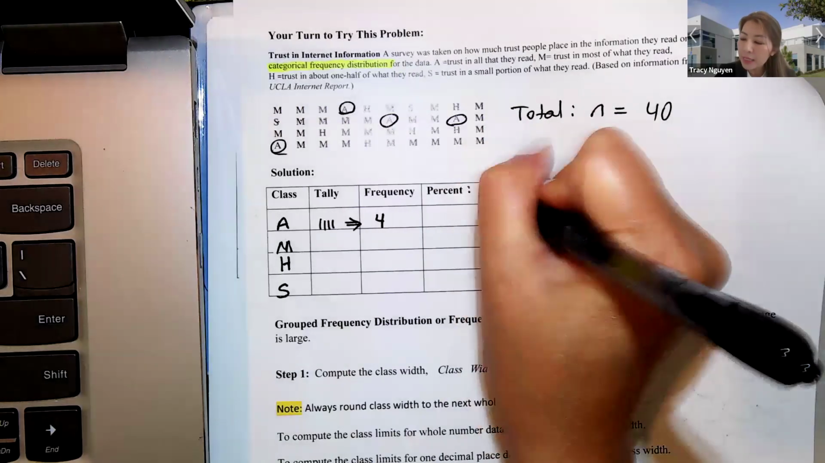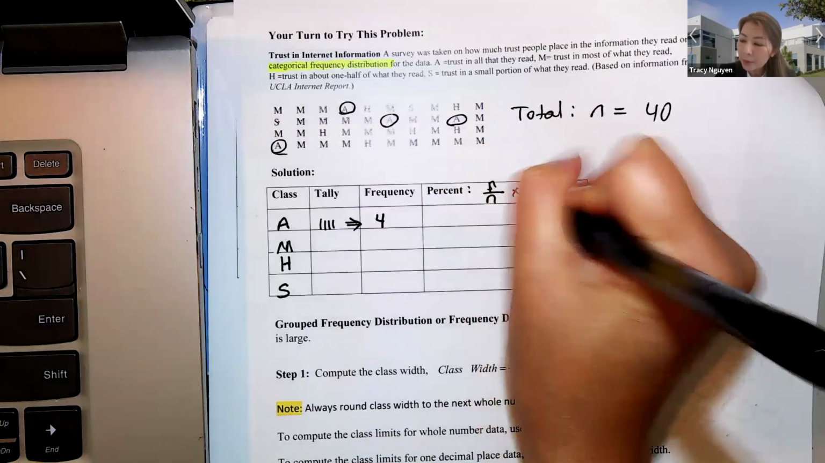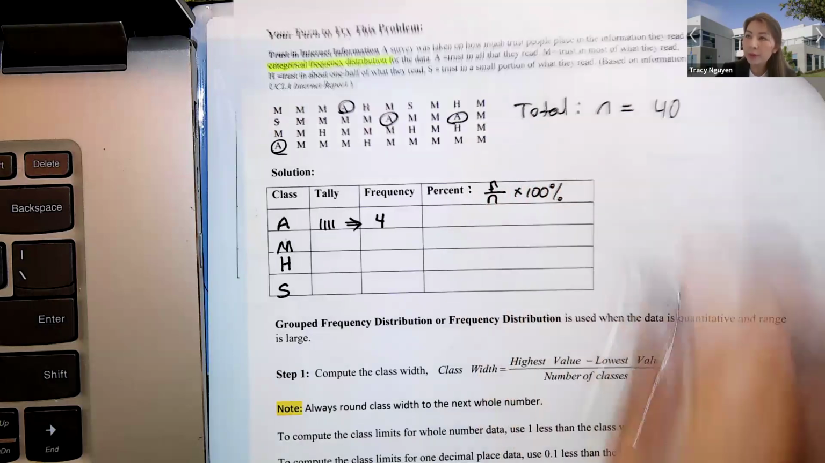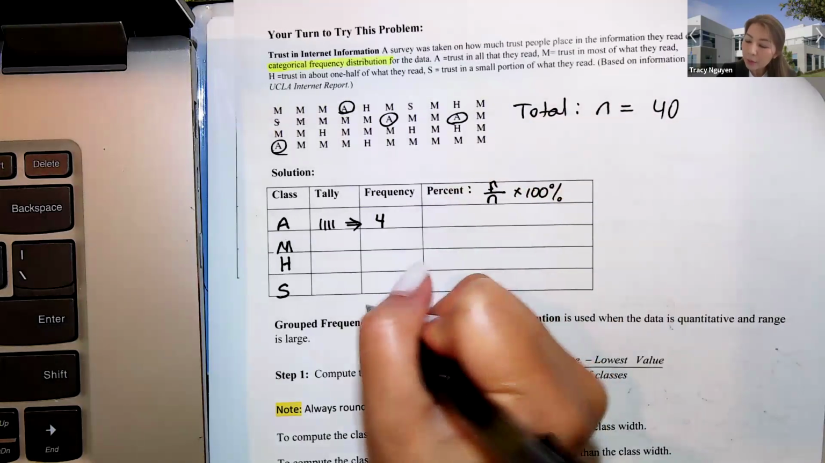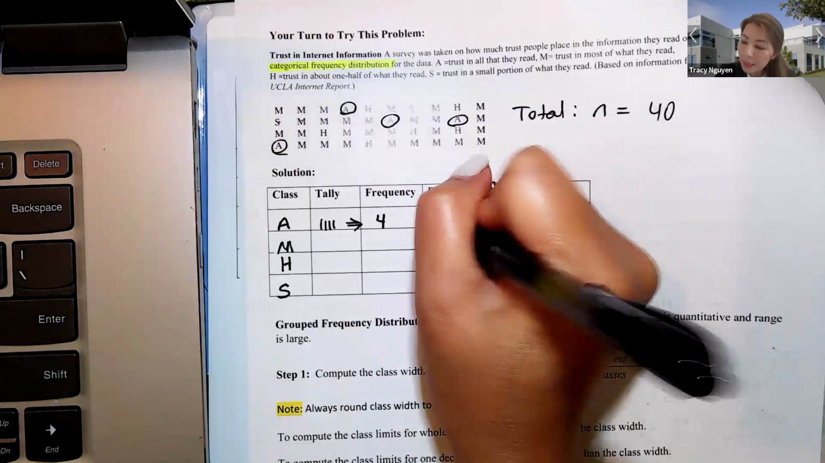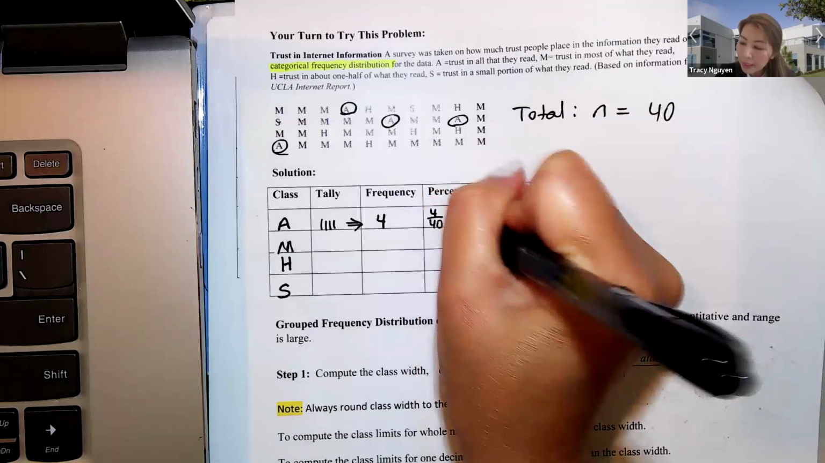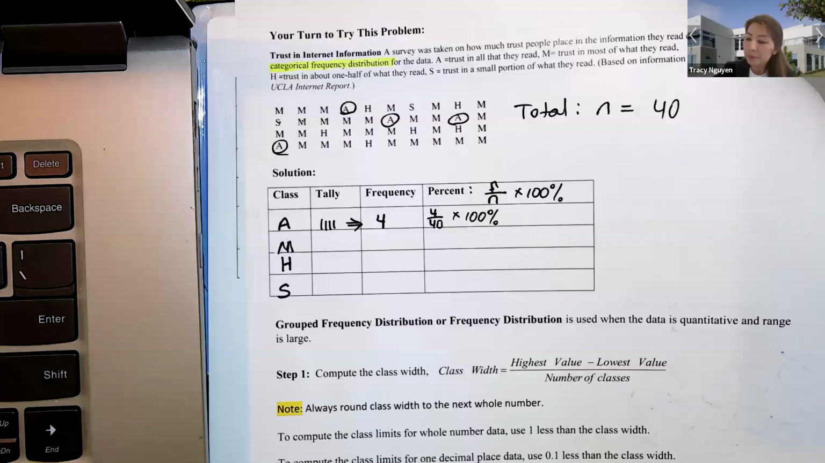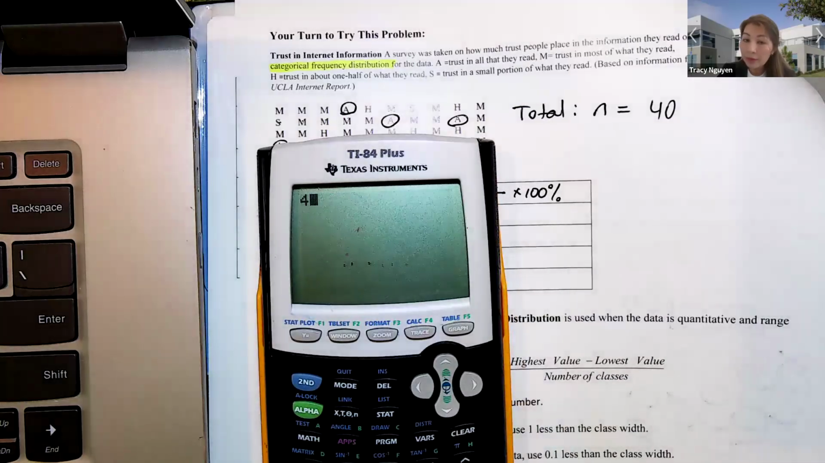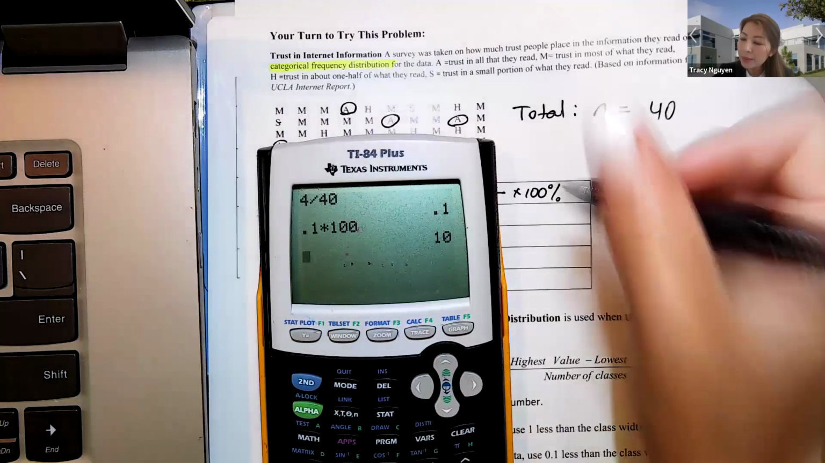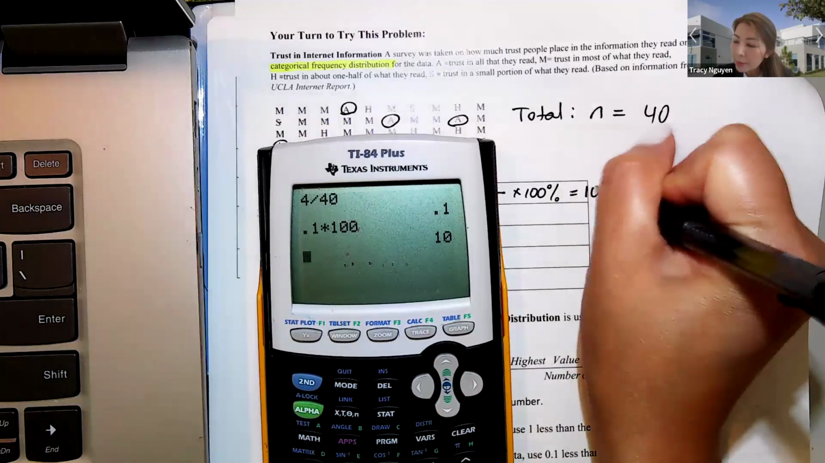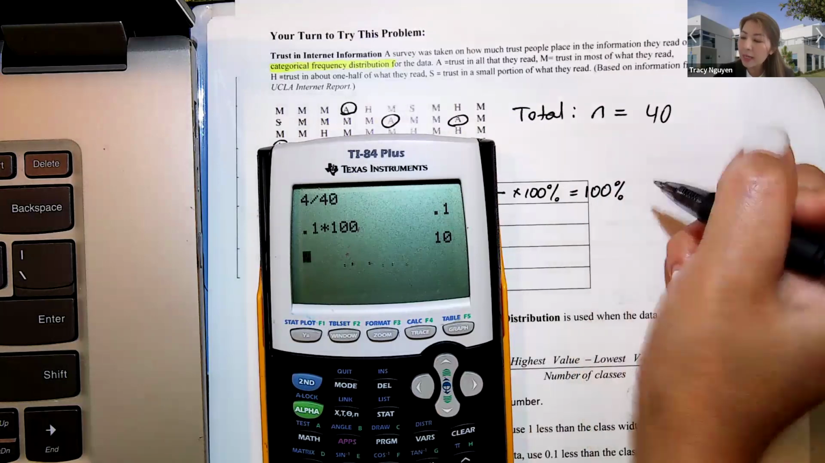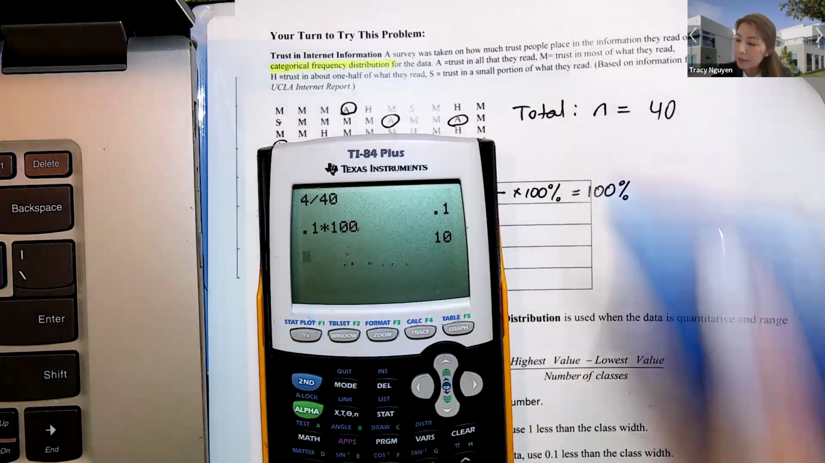Then to figure out the percent, we take the frequency, divide by the total, and times it by 100%. For our total, we know that N equals 40. We take 4 divided by 40, times 100%. Let's do the computation. 4 divided by 40 is 0.1, times 100%, which tells us that 10% of the pupils trust in all of what they read on the internet.